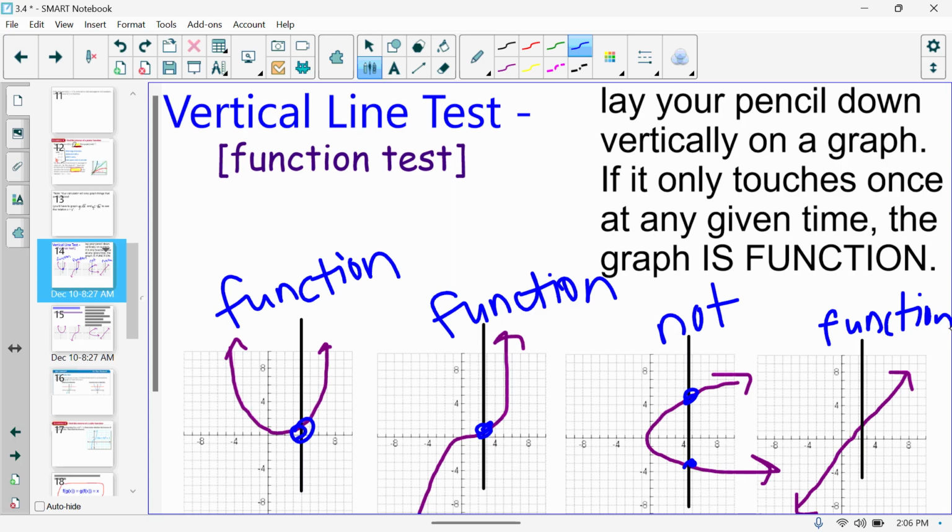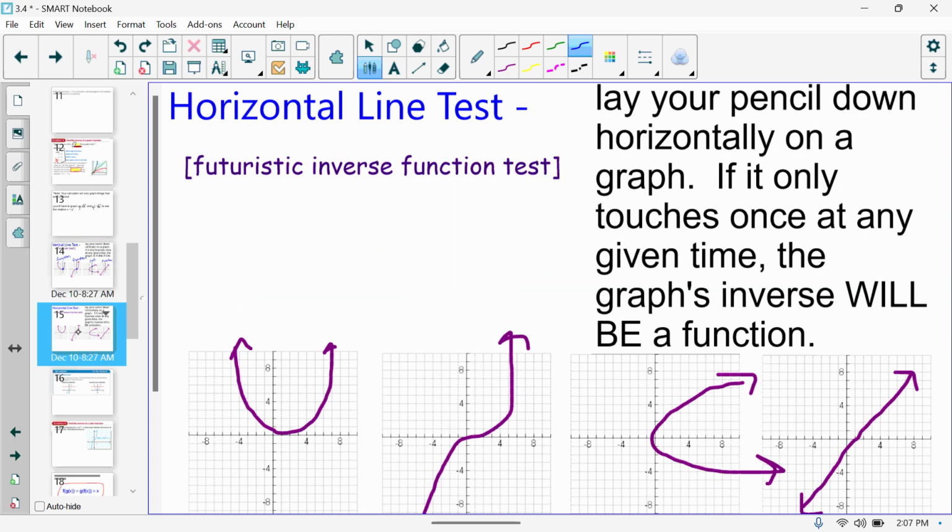But now that we're learning what inverses are, there's something called the horizontal line test. If you draw a horizontal line through a function and it touches the graph twice, like this one did, what that means is that its inverse will not be a function, okay? So this graph right here, this first one, it's a function because it passes the vertical line test, but its inverse is not a function because it fails the horizontal line test.